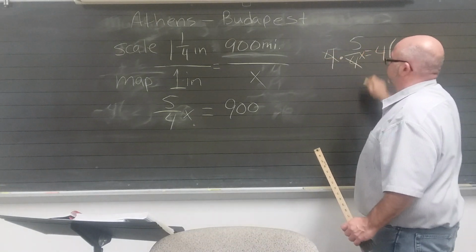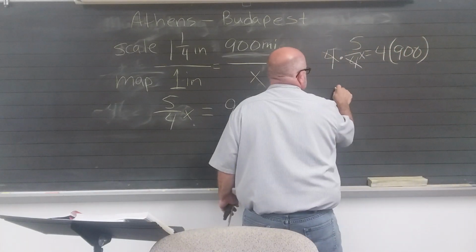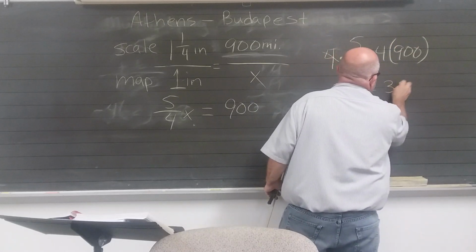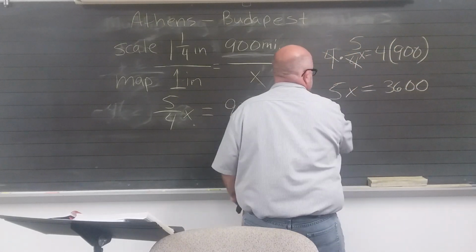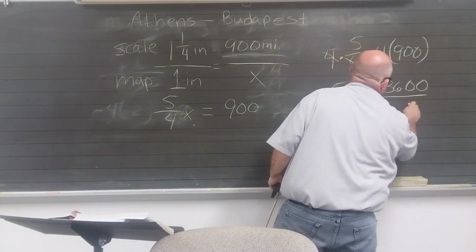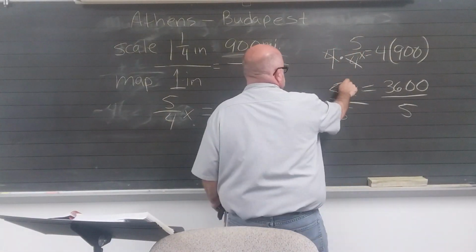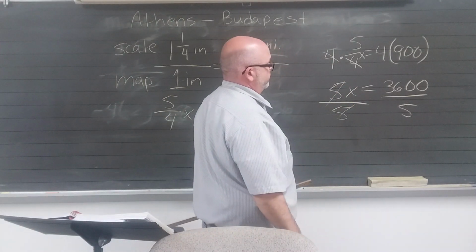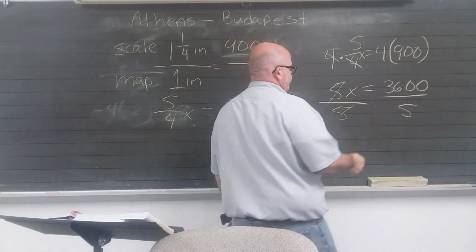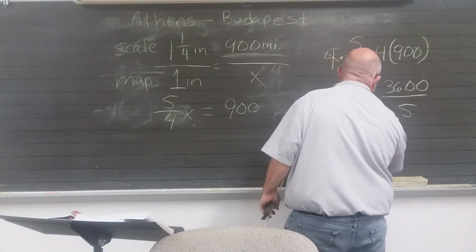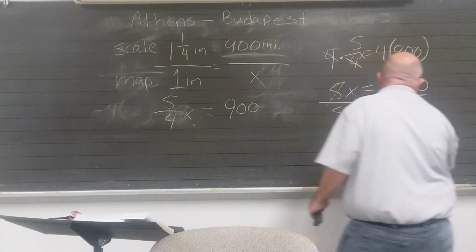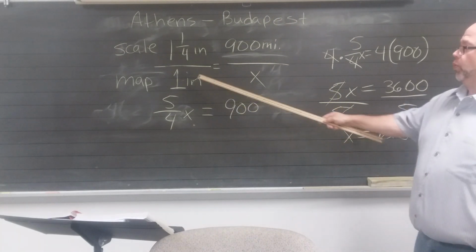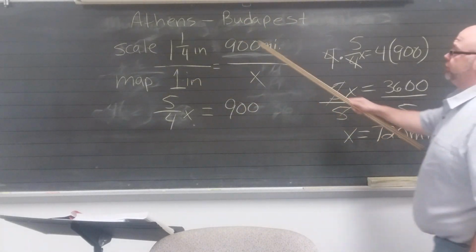This is supposed to be x here, sorry. It gets rid of the 4, so all you have left is 5x equals 900 times 4, which is 3,600. Divide both sides by 5, which gets rid of the 5s. 3,600 divided by 5 is 720. X equals 720 miles. The distance from Athens to Budapest is 720 miles using this proportion.